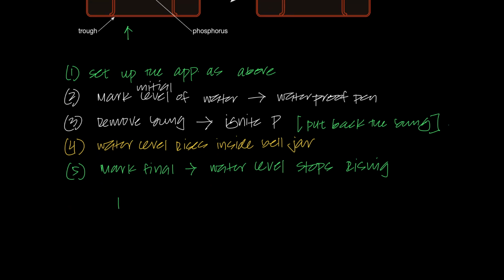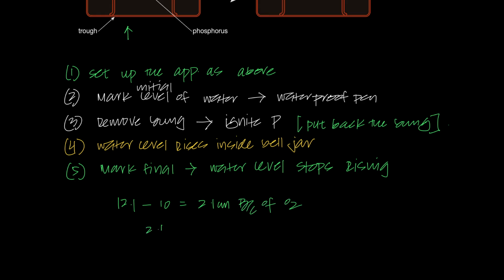So initially it was 10 cm and finally it was 12.1. So 12.1 minus 10 gives me the amount of oxygen that's been used up, because this 2.1 cm rise is because of the oxygen that was used up. So that's due to oxygen.